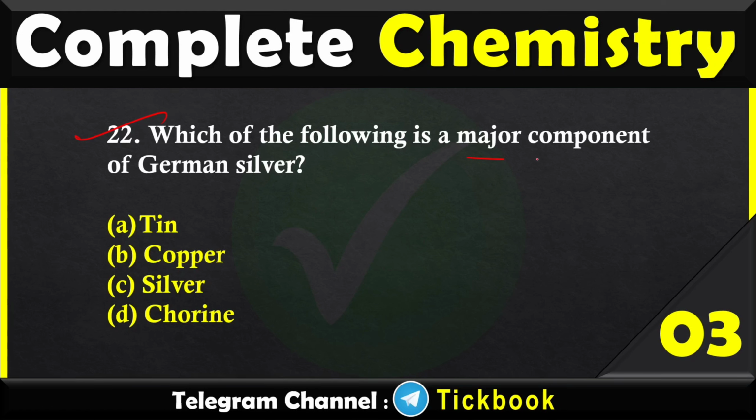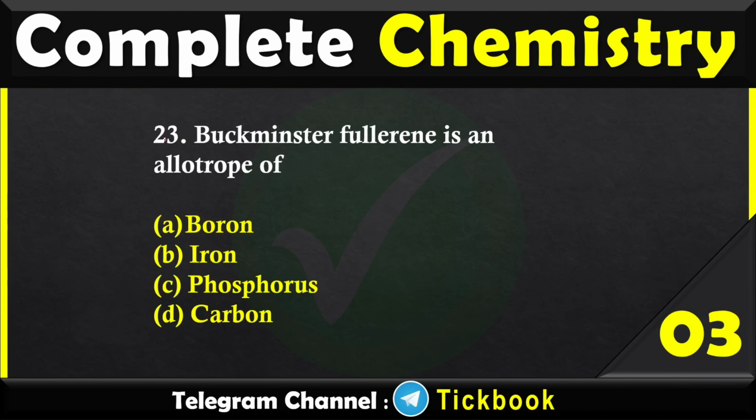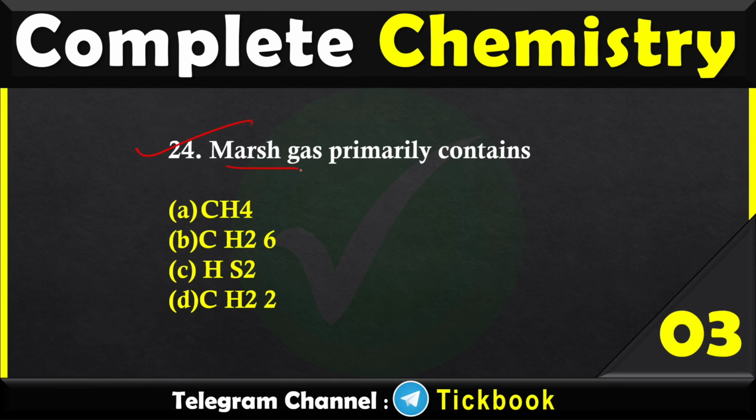22. Which of the following is a major component of German silver? Option number B, copper is the right answer. 23. Buckminsterfullerene is an allotrope of? Option number D, carbon. 24. Marsh gas primarily contains? Option number A is the right answer, CH4, methane.